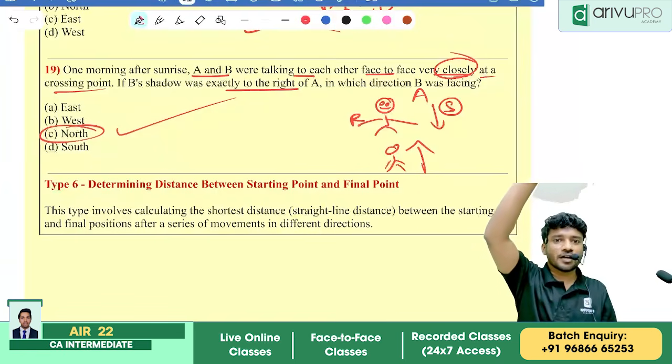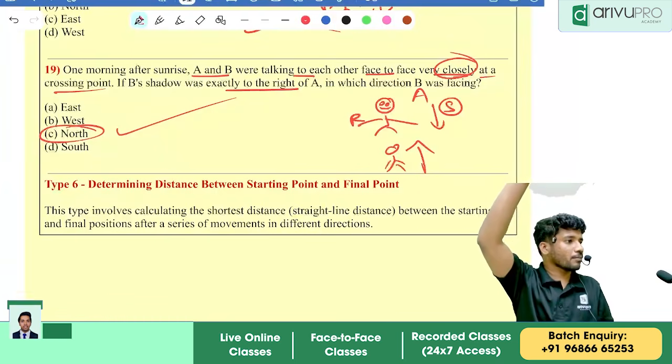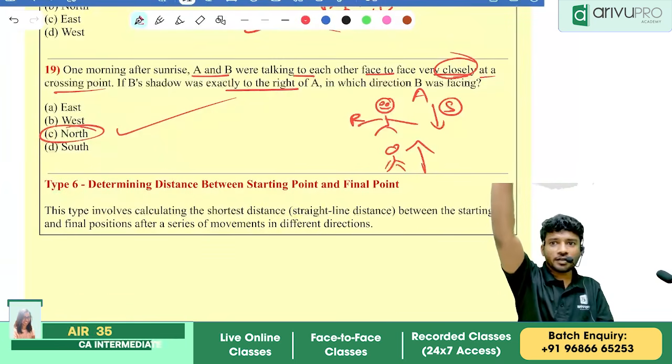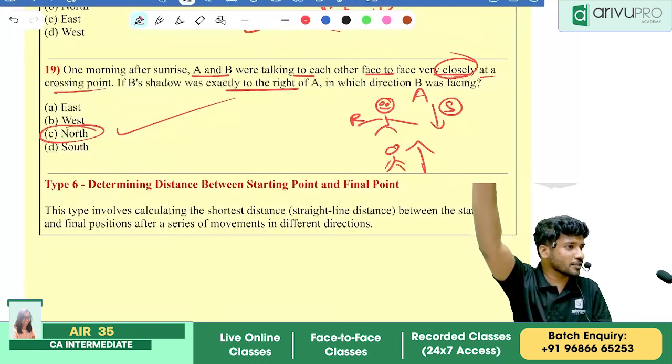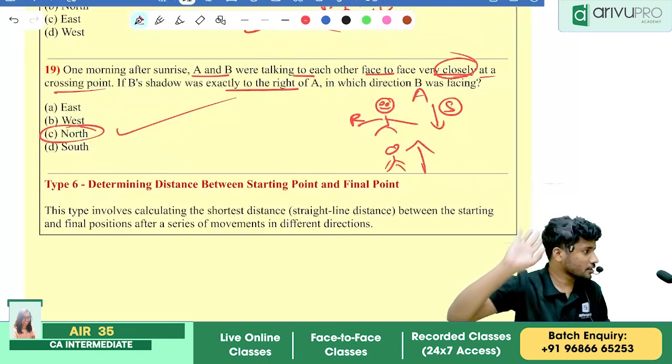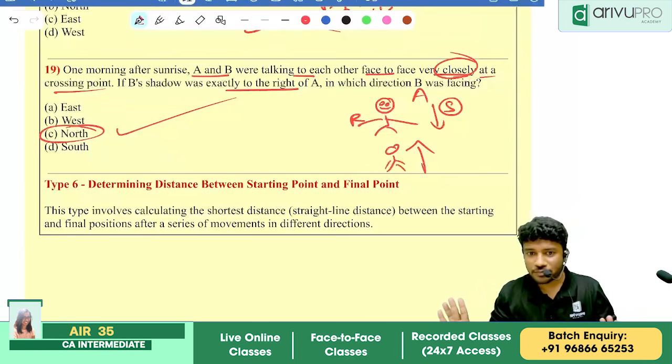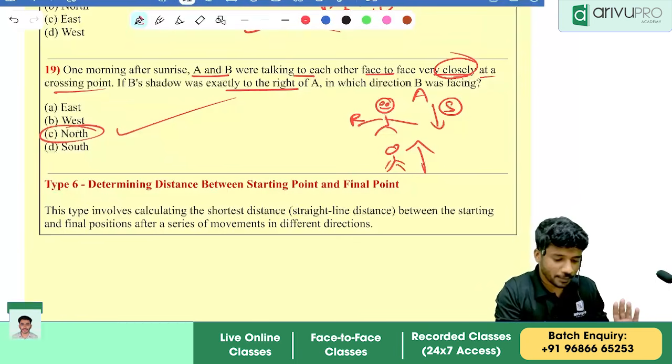Anyone is having confusion? Tell me. Understood this? Pakka? Everyone? Got it? Can I go ahead?